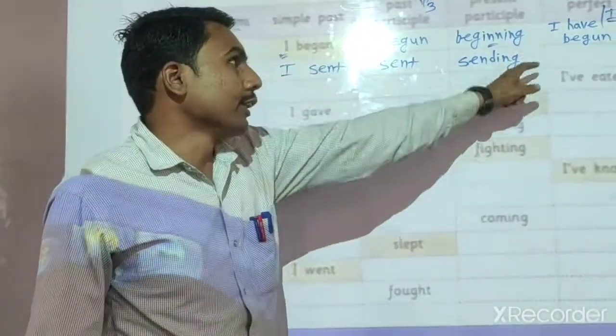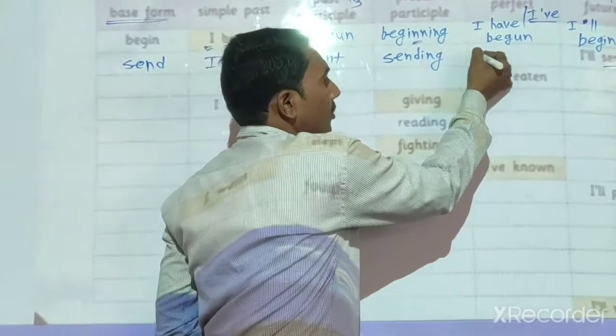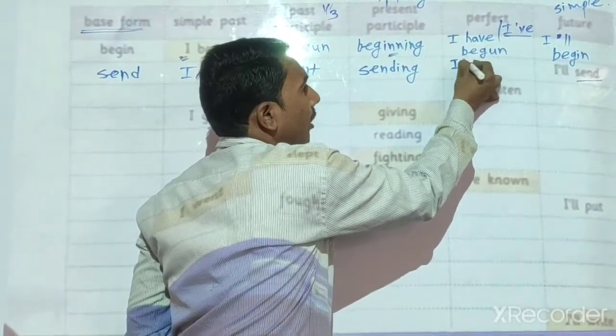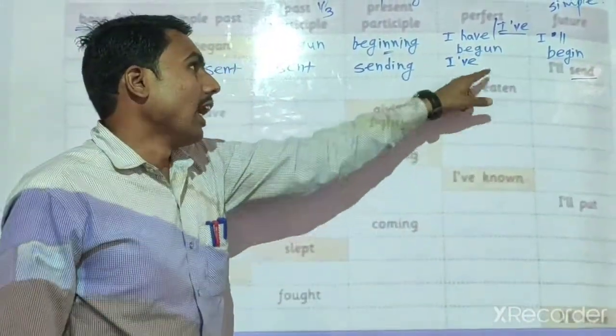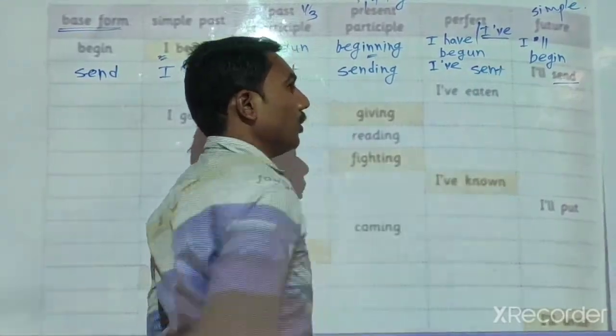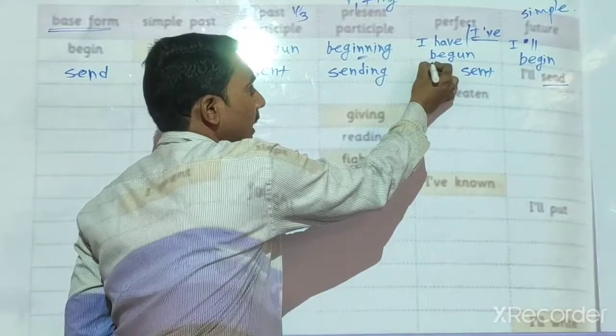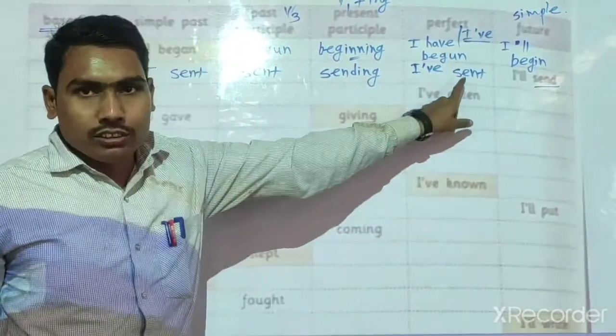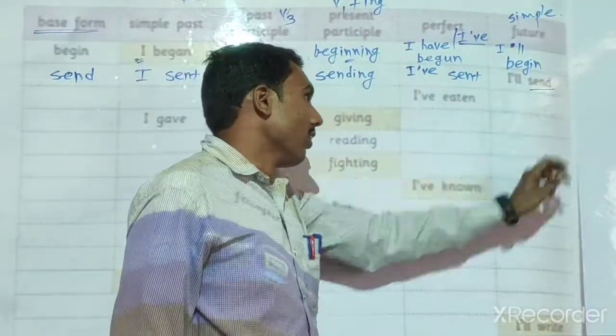Okay. Then next, perfect tense. You can use here I have. Short form, I've. You use here I have sent. Verb third form. I have sent. Then I will send already.